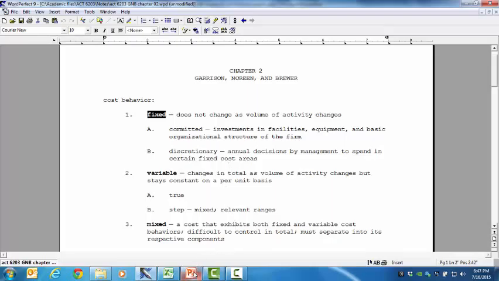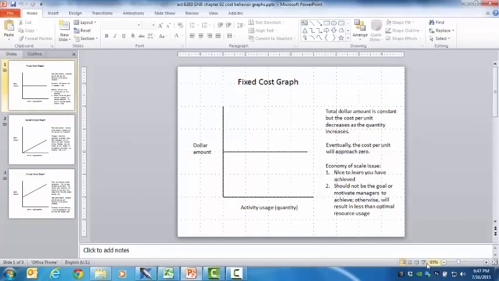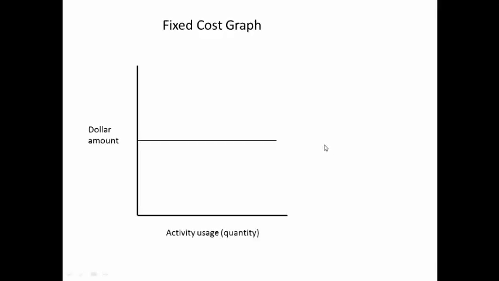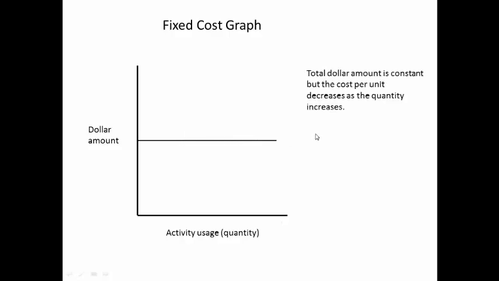Let's take a look at what this looks like. If I were to chart a fixed cost given some activity usage, in other words a quantity, and some dollar amount, then the chart would yield the following line. It's a horizontal line, and it basically tells me that regardless of whatever the activity is, the cost never changes. So the total dollar amount is constant, but I do know this.